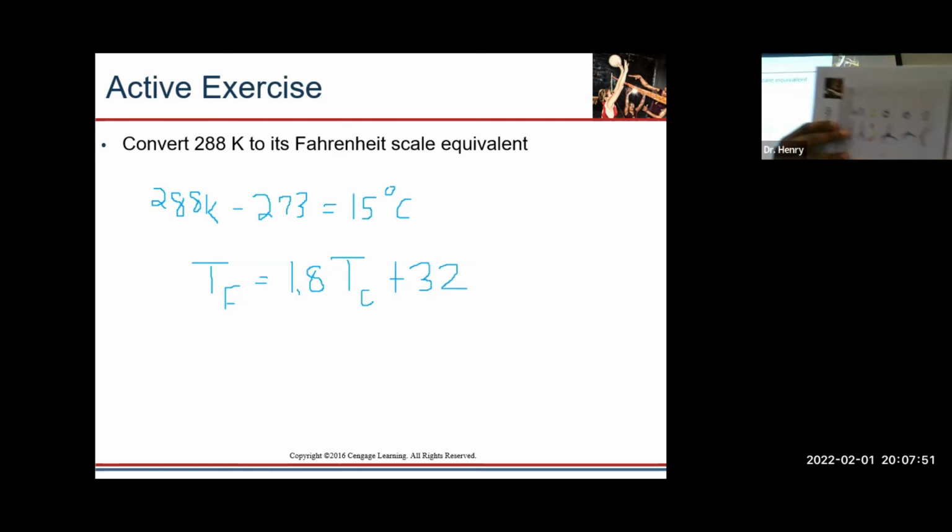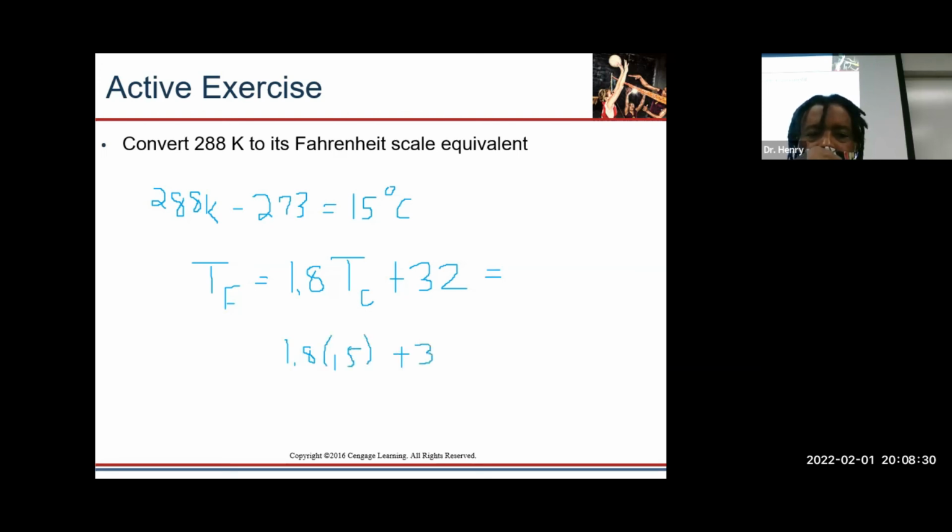Also, if you look in your packet, there's that Army conversion. In that third column, there's temperature scales right there, and equations down there at the bottom. Okay. What did you guys get? So we plug it in. So 1.8 times 15 plus 32 should be 59.